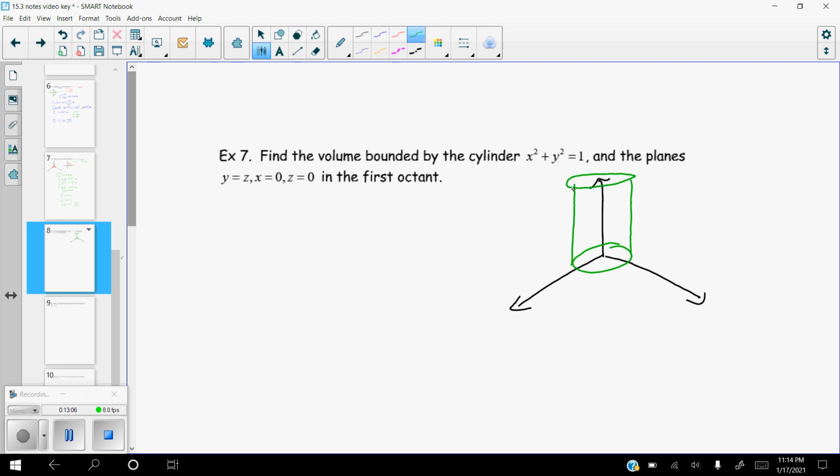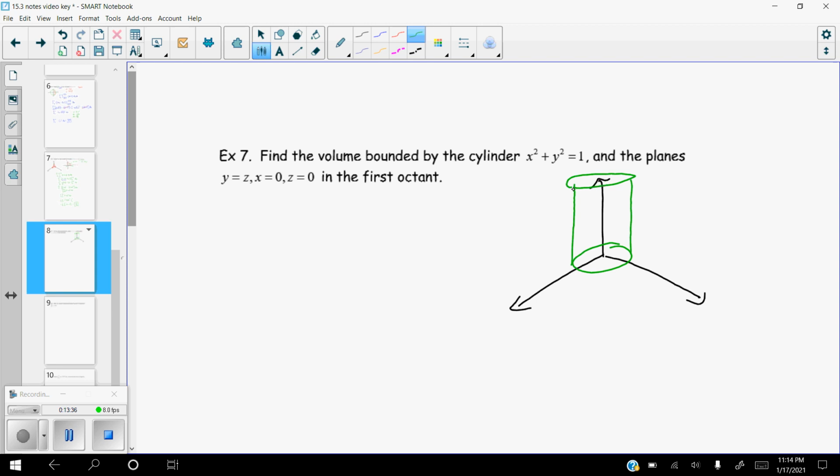The hard part is this plane, what this is going to look like. So let's see. Find the volume bounded by the cylinder and the plane y equals z, x equals 0, z equals 0. X equals 0 is going to be the yz plane, and z equals 0 is going to be the xy plane. So we are basically talking about, again, the first octant of this thing.